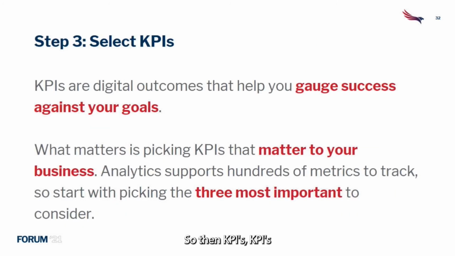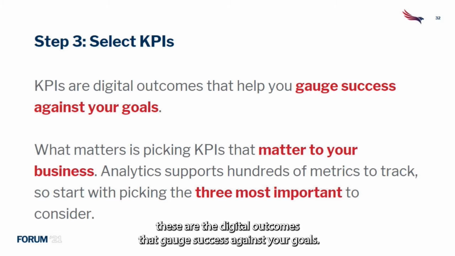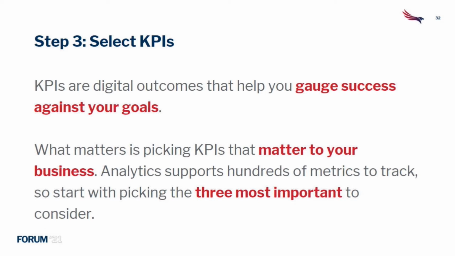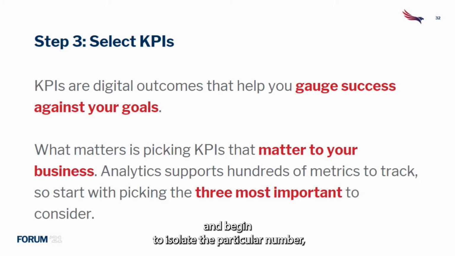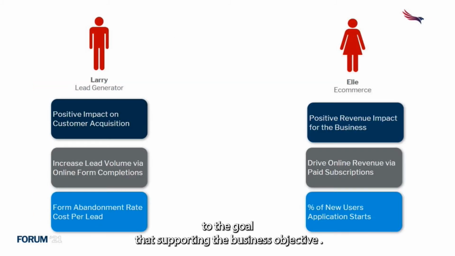So then KPIs. KPIs is short for Key Performance Indicators. It's a very common acronym. And really what it is, these are the digital outcomes that gauge success against your goals. So this is where we can actually get into that analytics layer and begin to isolate the particular number, the thing that we're tracking, and then begin to associate that to the goal that's supporting the business objective.